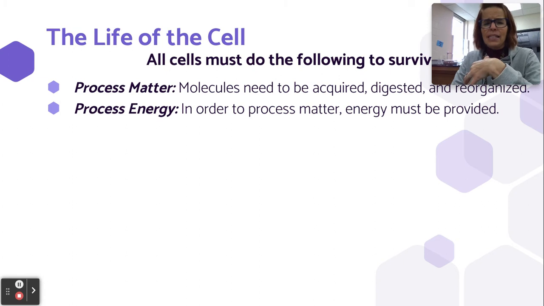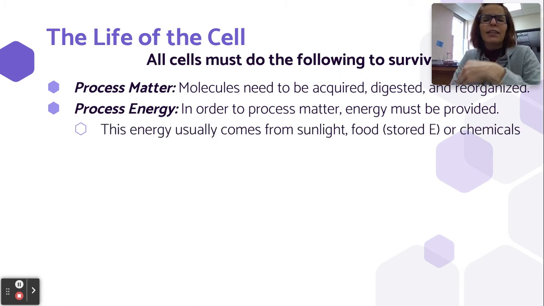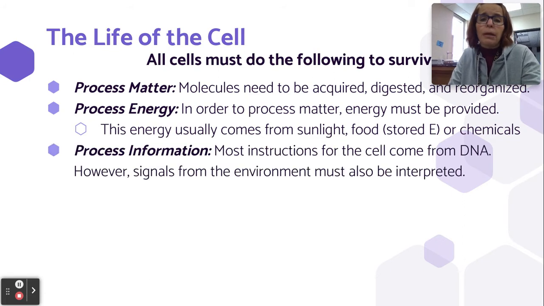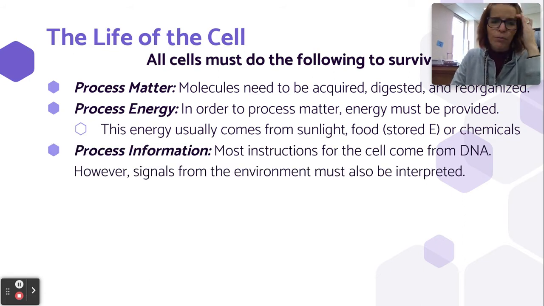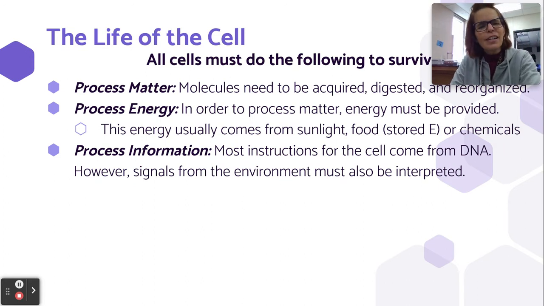They need to process energy. So in order to process matter, it takes energy. A lot of the energy comes from sunlight ultimately, but it can also come from food or from chemicals in the earth, especially organisms that live at the bottom of the ocean where there is no sunlight. Those ecosystems are often dependent on chemicals that are found at the bottom of the ocean that come up through hydrothermal vents.